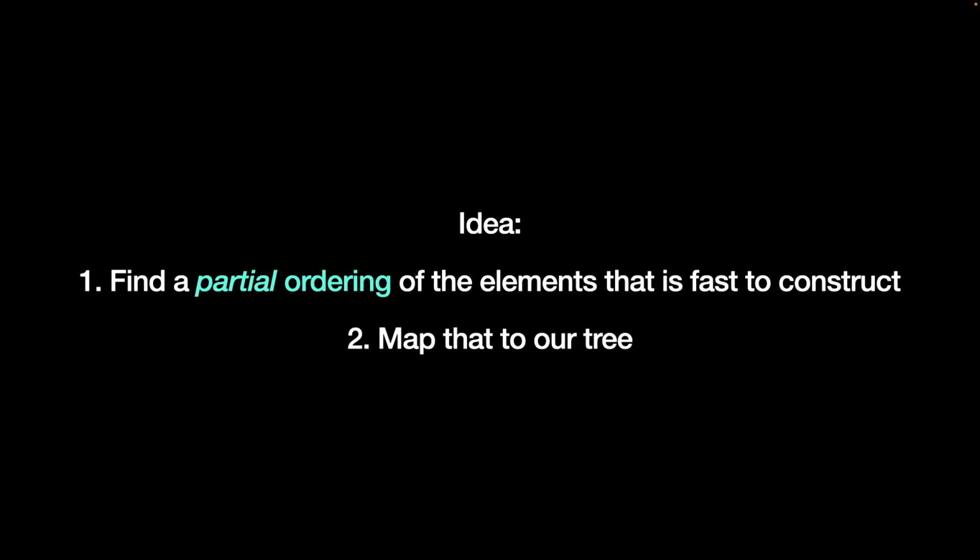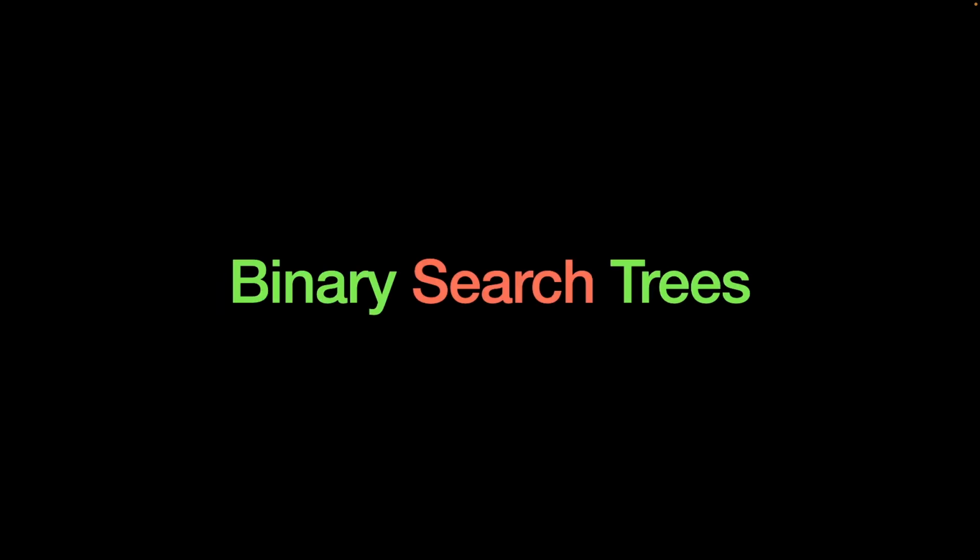Binary search required building something special. So maybe we can build something special. Instead of having a total ordering that binary search required, maybe we could build a partial ordering of the elements that's faster than a full sort, map that to our tree, and then see if we can take advantage of it to do a much faster search. This gives us not just a binary tree, but a binary search tree.